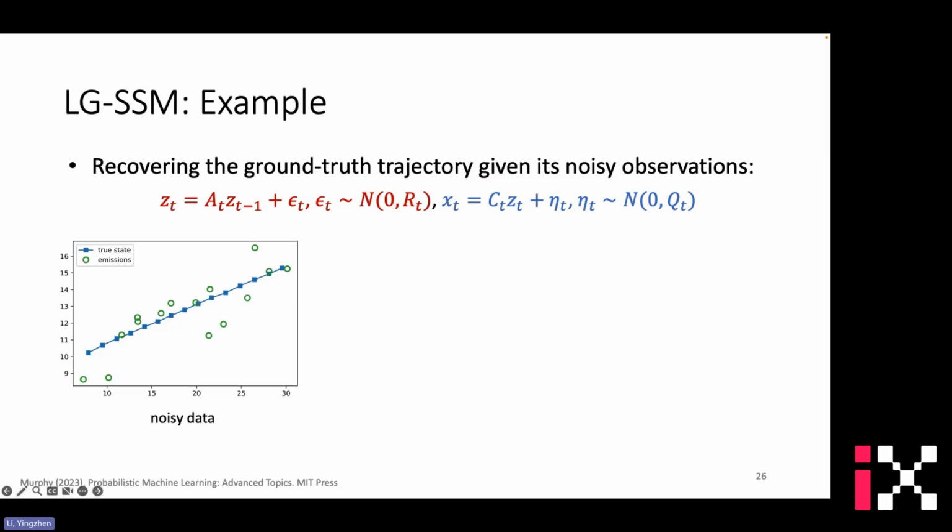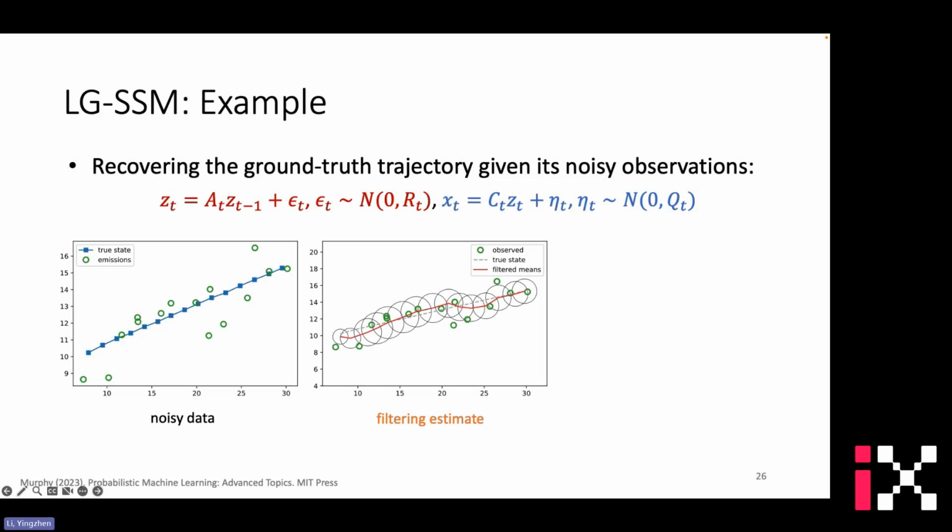Now, given that you only observe, let's say, these green circles, can you infer what exactly is the underlying trajectory? So what you can do is infer the latent variables using the information up to that particular time step. This gives you the filtering result. The black circles are basically the uncertainty estimate around your estimation for the z locations. But essentially, it gives you something that looks okay, but not perfect. So filtering can give you something like this.